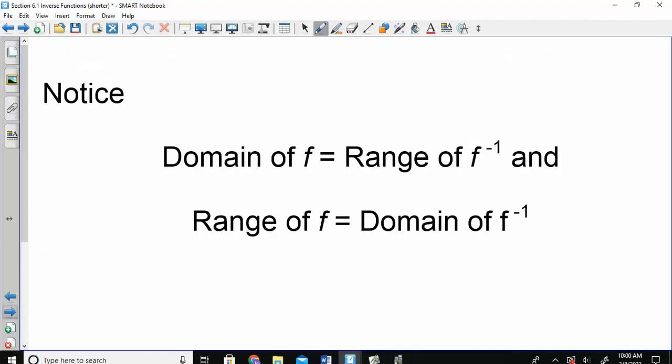So the domain of the original function, the x's in the original, they become the y's, so that's the range in the inverse. The y's in the original become your x's, so the range of the function becomes the domain of the inverse. You guys understand that part?